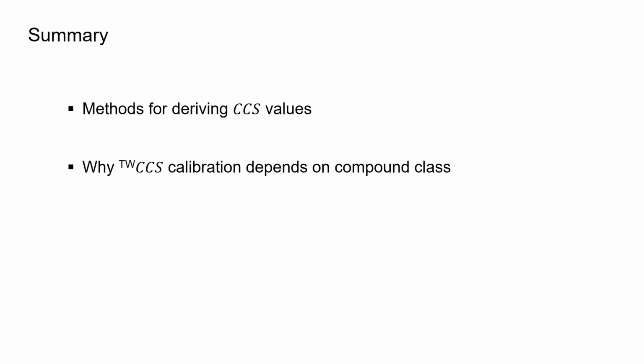More precisely, I will describe the actual methods for deriving CCS values with particular focus on drift tube and traveling wave ion mobility. And I will also provide a few hypotheses that may answer the question: why is the CCS calibration in traveling wave dependent on the compound class? If we change calibrant mix, we might obtain a different CCS for the same analyte. Why is that? So let's start.